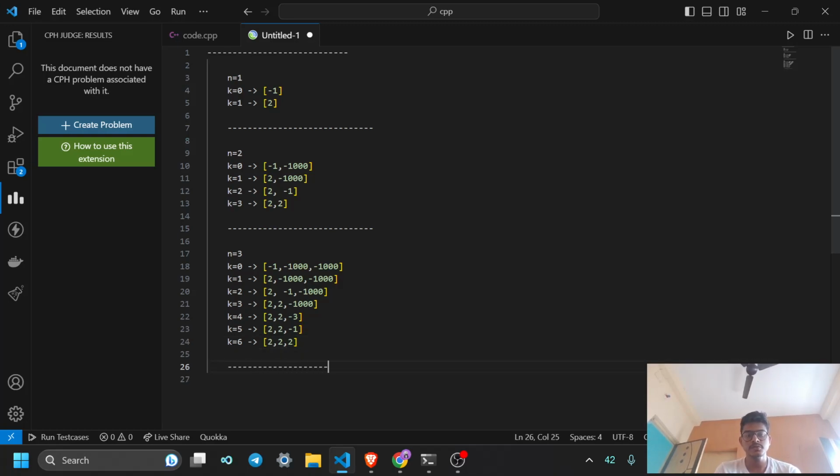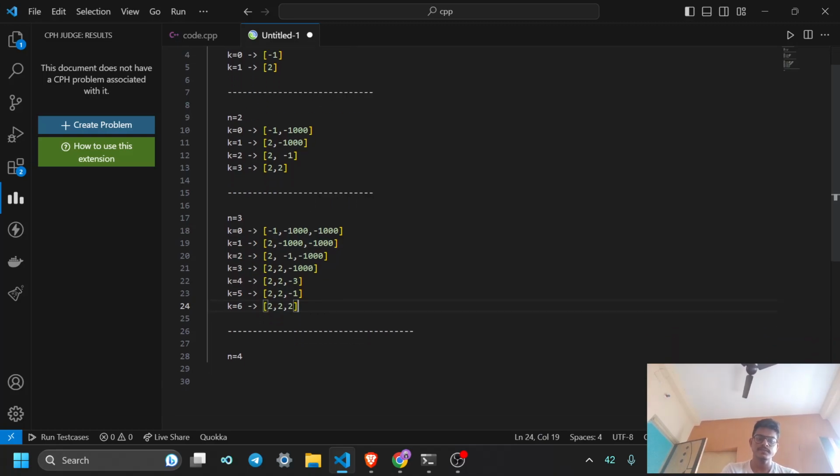Okay, I think that is understandable. So let's move to n equals 4. For n equals 4, I need to do the same thing: copy paste this whole thing, and then in the last I have to add one large negative integer. So that is not a problem. For k equals 6, the answer will be the same as n equals 3. I just have to add one large negative integer.